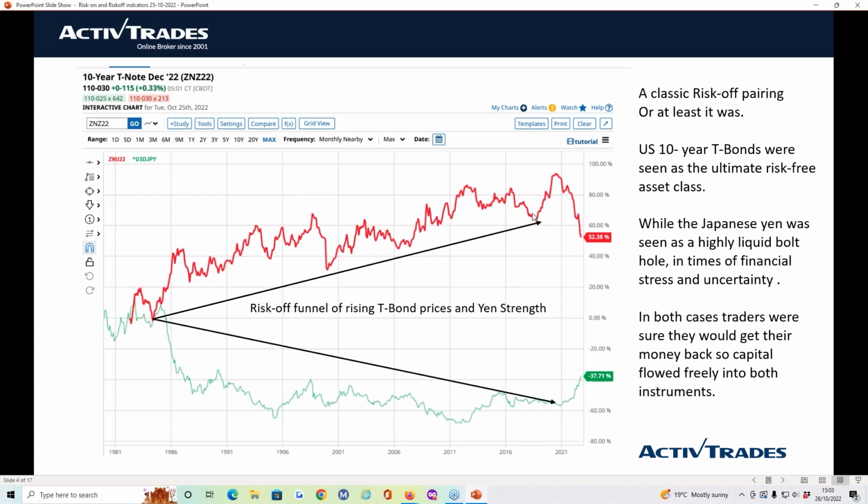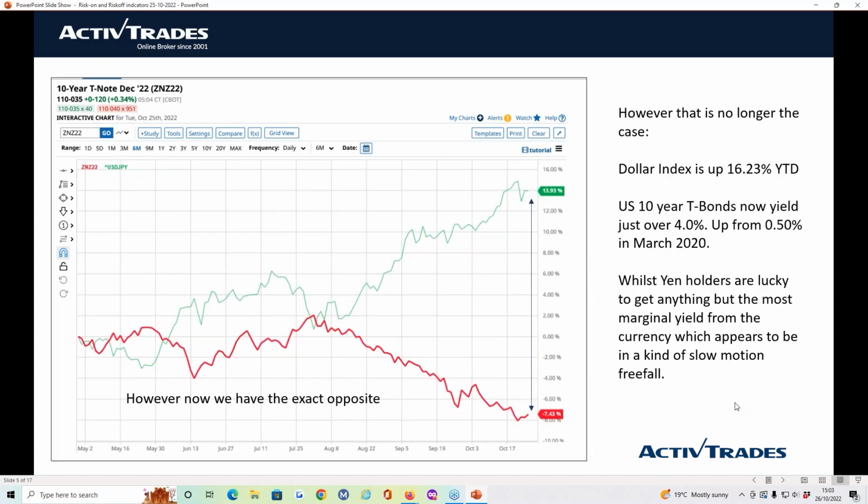Now, it was the case that traders used to be certain that they could get their money back from either an investment in T-bonds, 10-year notes, or putting their money into dollar yen. And money went into these instruments when people were uncertain or unclear about what the future held. And so, markets were clearly seen to be risk off if we saw a strengthening yen and rising T-bond prices. However, that's no longer the case. And in fact, the exact opposite is happening now.